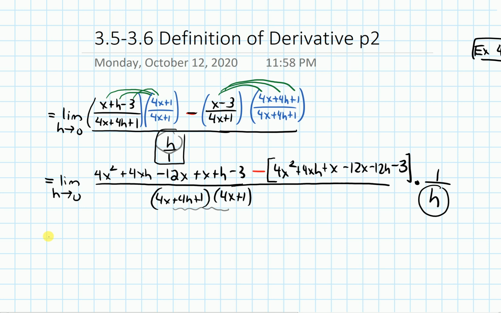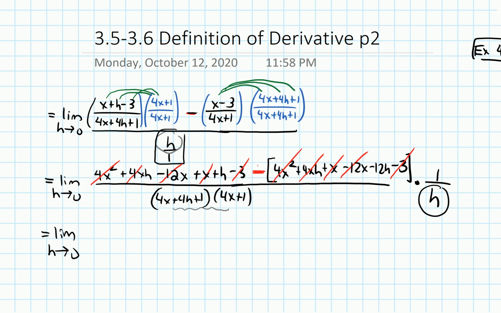All right, so we have the limit as h approaches 0 of this whole thing. But in the numerator, a bunch of terms are going to cancel. So when we subtract, this 4x squared and that 4x squared will cancel. The 4xh here and the 4xh here will cancel when we subtract. Negative 12x, they'll cancel when we subtract. The x and this x will cancel. And one more thing, the negative 3 and that negative 3 will cancel.